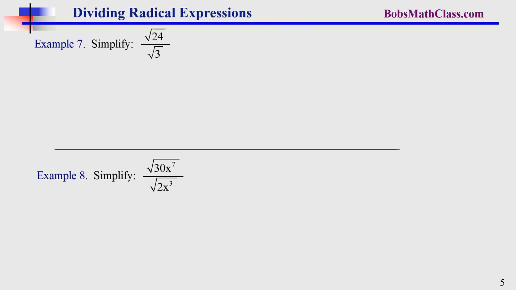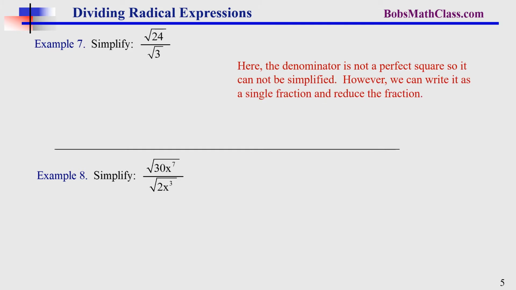Okay, example 7. There's a couple different ways we could do this problem, but what we're going to do is go in reverse. We're going to write it as a single fraction, and then we're going to reduce the fraction. We could also simplify the square root of 24 first, but we'll go with this method right now.